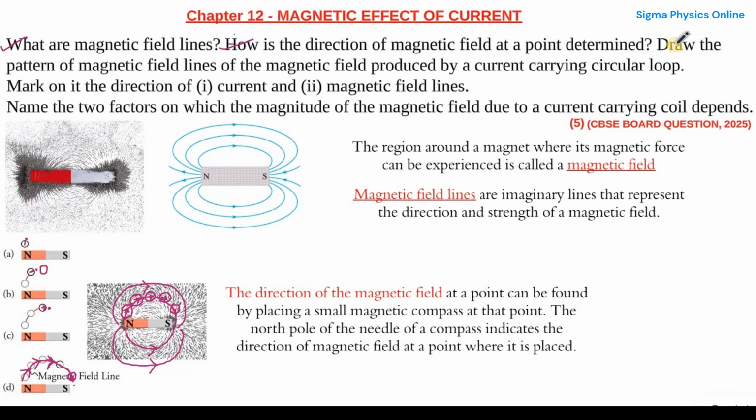The next question is, we have to draw the pattern of magnetic field lines of a magnetic field produced by a current carrying circular loop, and on that we have to mark the direction of current and magnetic field, and we have to state two factors on which the magnitude of magnetic field due to a current carrying coil depends. So let's write down.